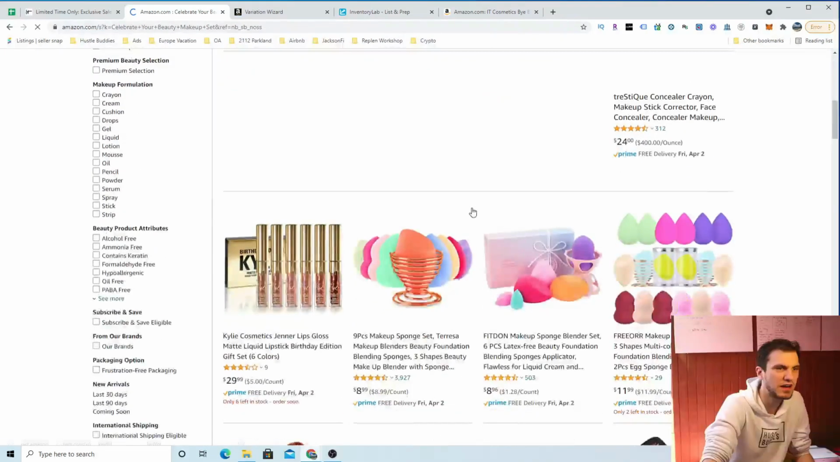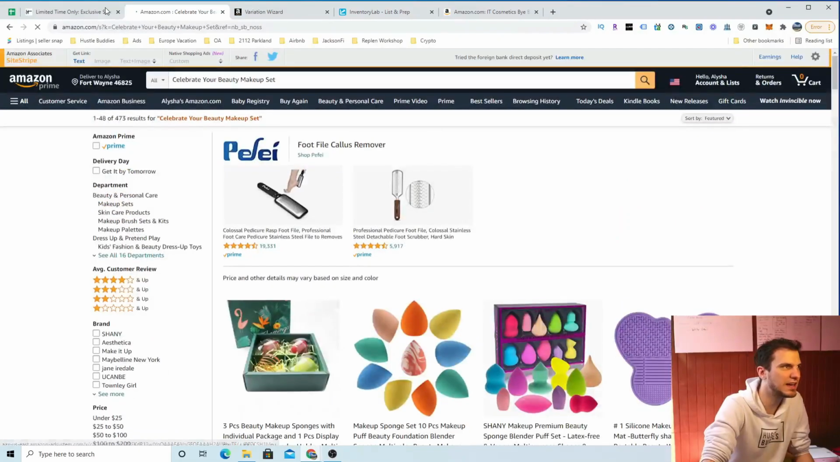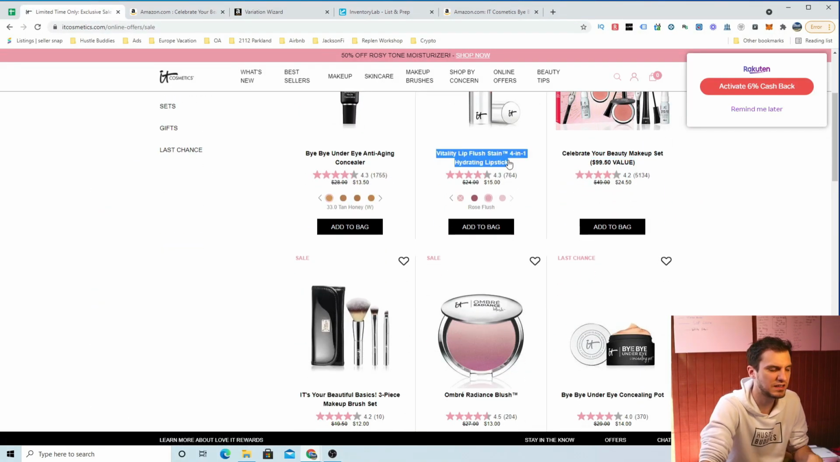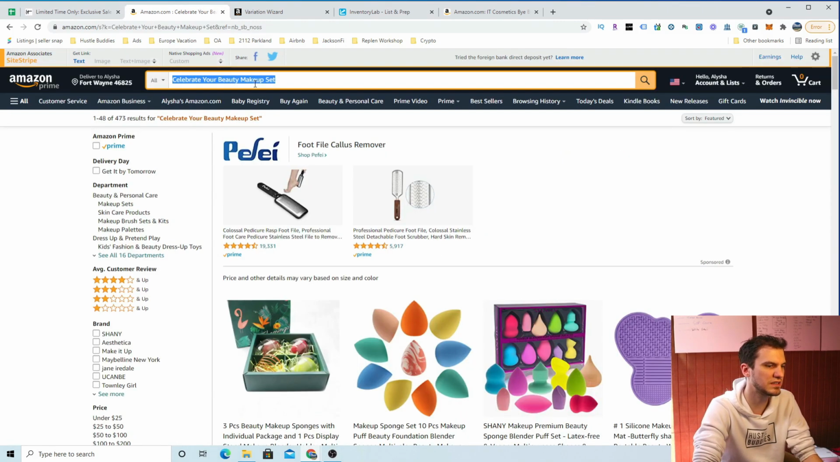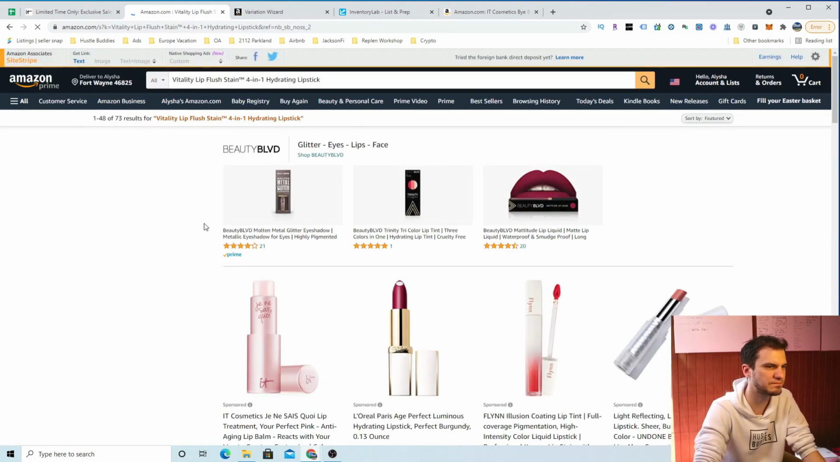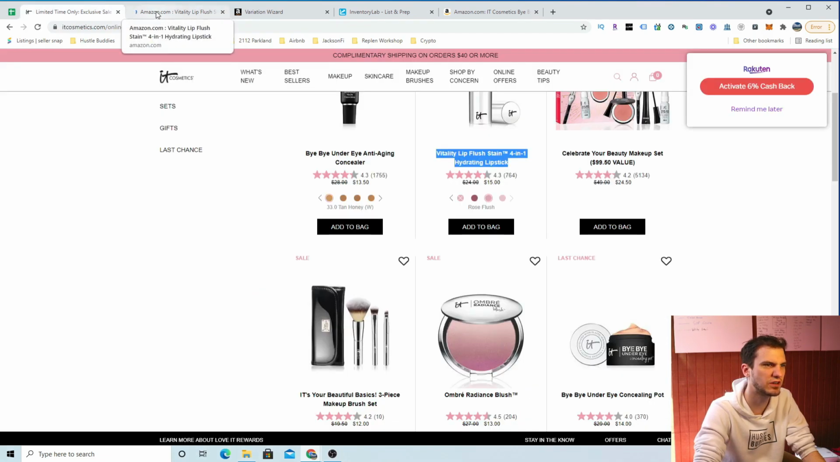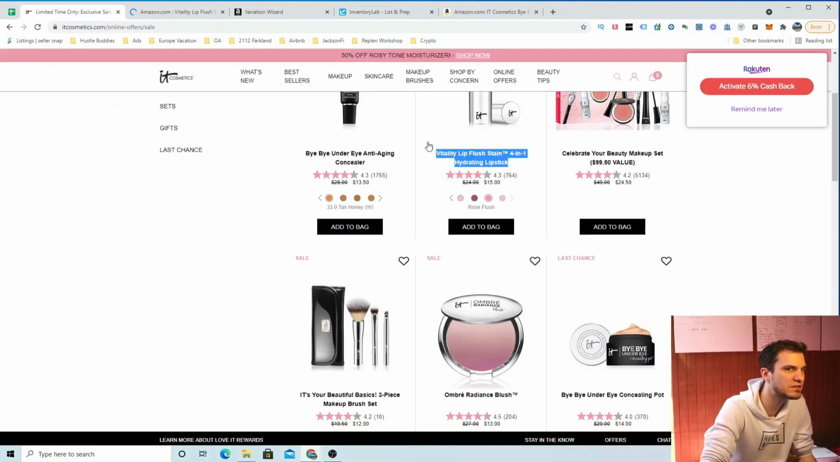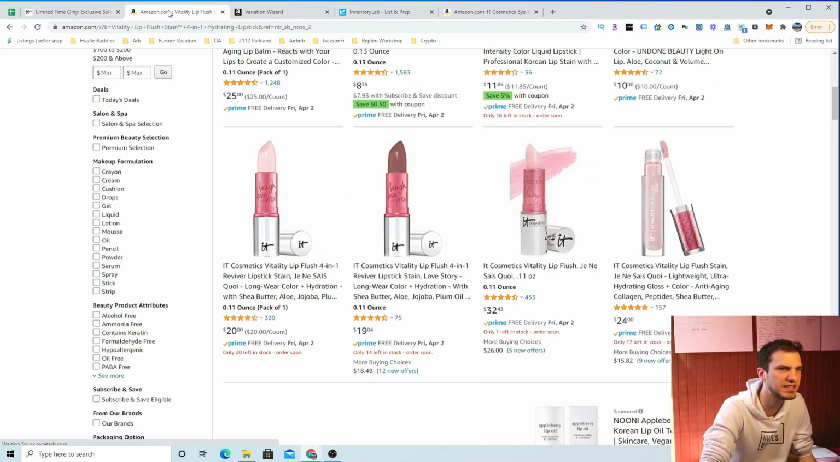All right. We are not finding anything there. Let's try this one. What's this brand called? Vitality Lip. Oh, It Cosmetics. There we go. That's the site that we're on. Okay, so what is our cost here? $15.